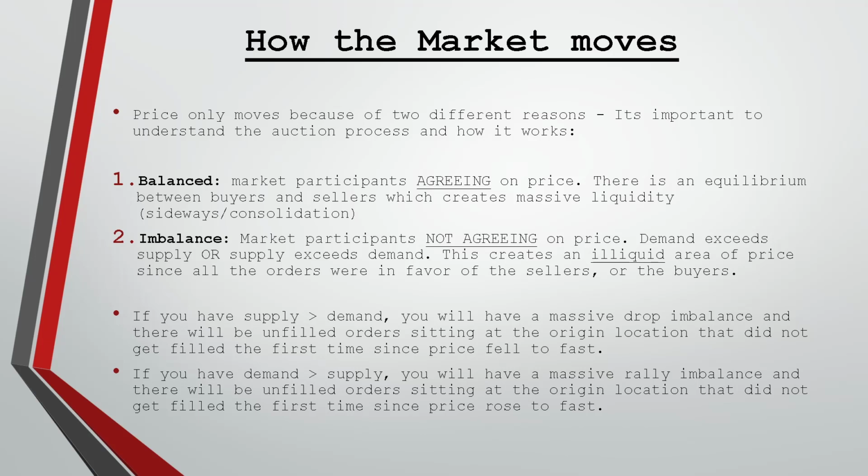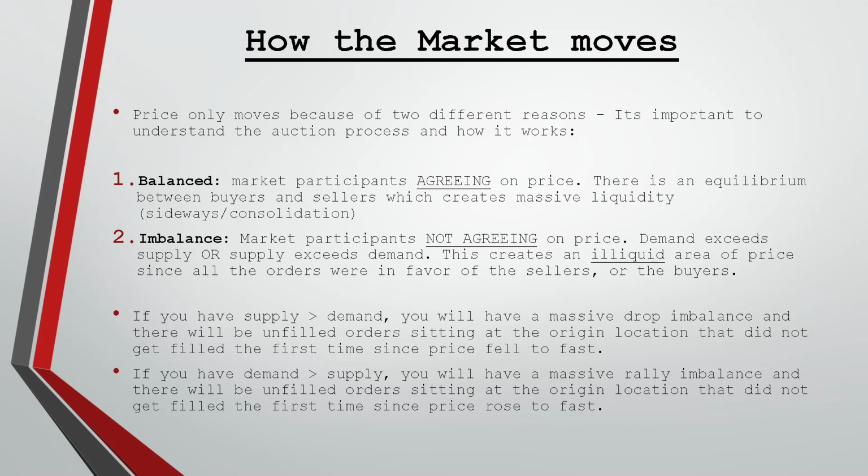You have buyers and sellers in any type of market, so it's valid to say that supply and demand is in every type of market, whether you're talking about the real estate market, the car market, or the stock market. As long as there are market participants, such as buyers and sellers, you will have supply and demand. So when we're in a balanced market, you have market participants agreeing on price. You have an equilibrium between buyers and sellers, which creates massive liquidity.